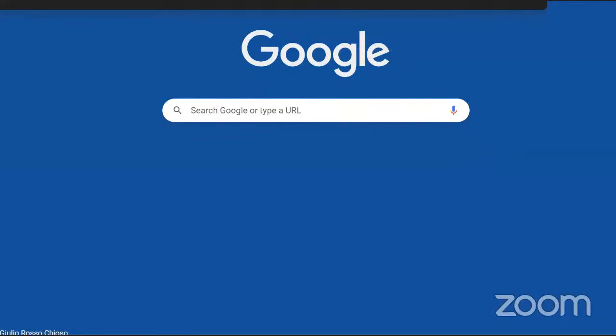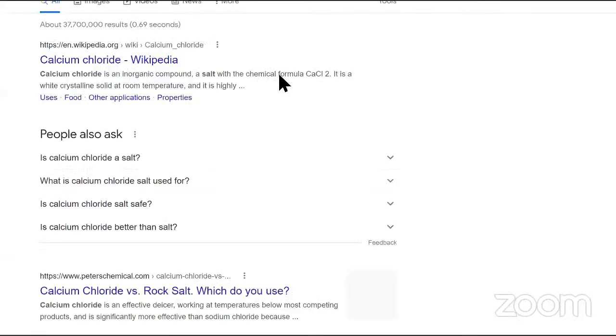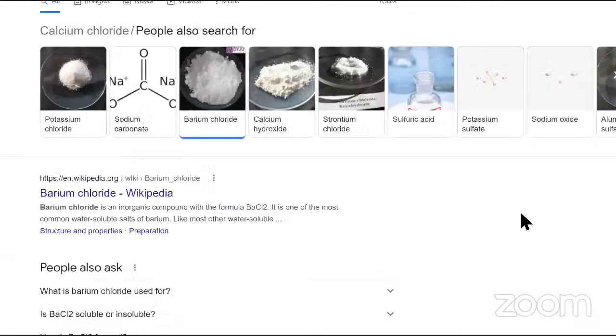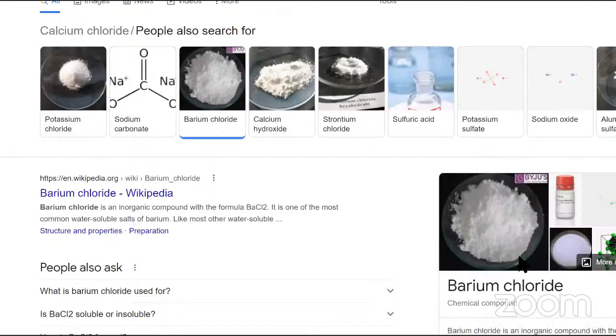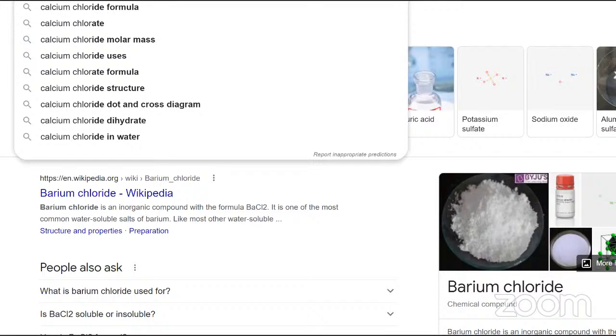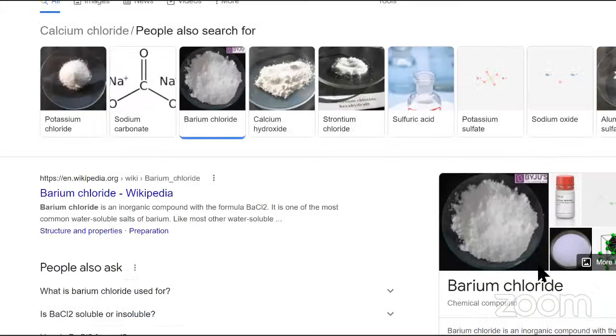Calcium chloride salt. So exactly like salt. And when it mixes in water, it's also aqueous. Calcium chloride. But it's exactly the same, almost the same thing.